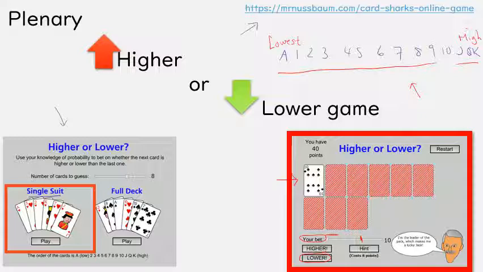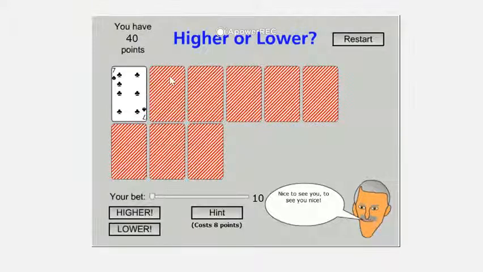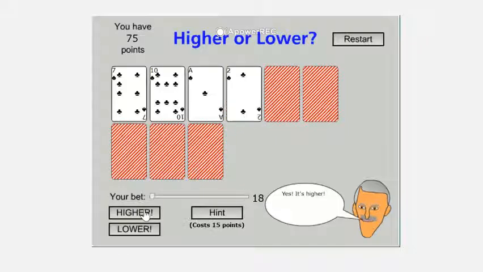Once you've completed your sequence of higher or lower and get to this final card, you'll have a total number of points. This is just an example of me playing the game. So I went lower to start off with. I increased my bet a little bit because I thought it would definitely be lower. Notice A is the smallest card. So I bet all my money and went higher because I know for sure it's going to be higher than an ace.